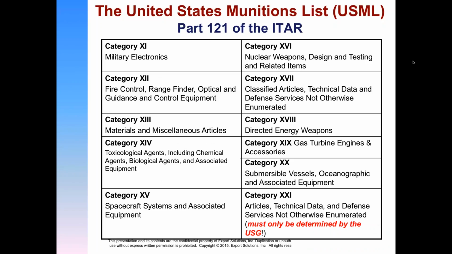If you notice Category 21, Roman numeral XXI, that's reserved for articles, technical data, and defense services not otherwise enumerated. This is to capture new military technology that hasn't been thought of and placed in the other 20 categories. This has to be determined by the U.S. government. You can't say, well, I know this thing's military, but I can't find it in categories 1 through 20, so I'm going to call it Category 21. You would have to have a commodity jurisdiction that's done by the State Department to place something in Category 21.